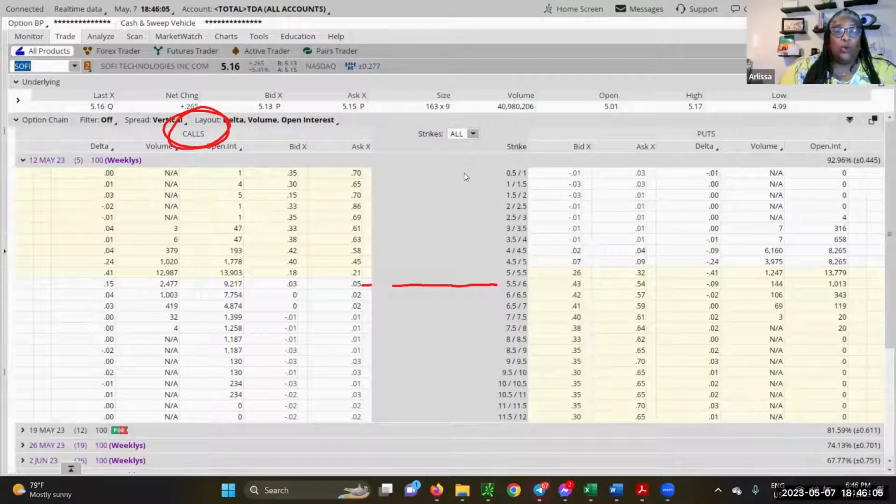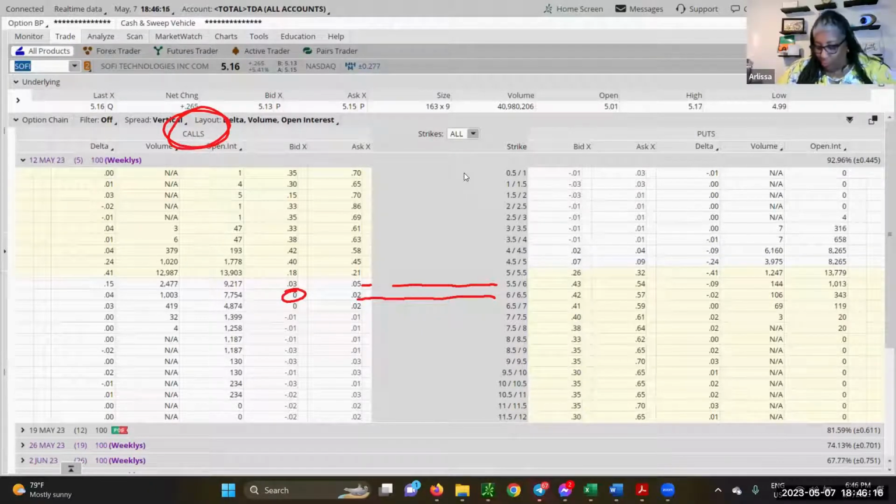5.5/6, or 6/6.5. Okay, there's no money at this one unless we go out a little further in time, which we can. SoFi is small. Because it's small and having its own share of issues, and current price is 5.16, we're talking about going up to 5.5. We can collect $3 here, but we may go out in time and collect more.